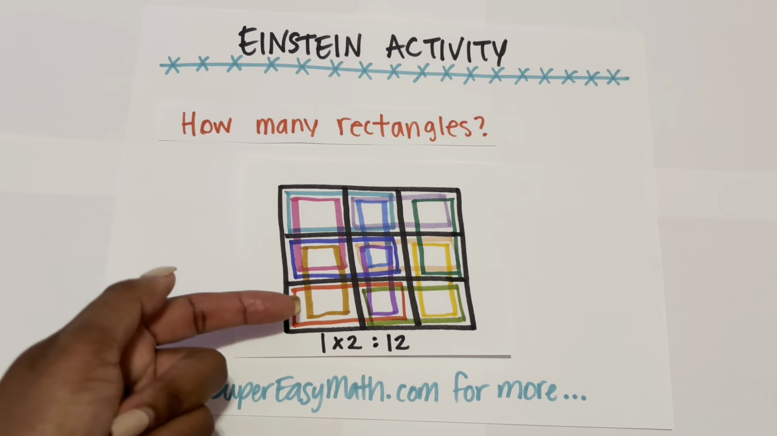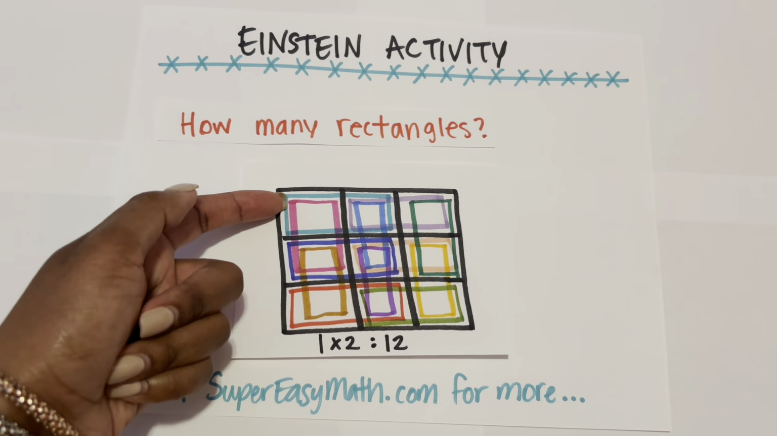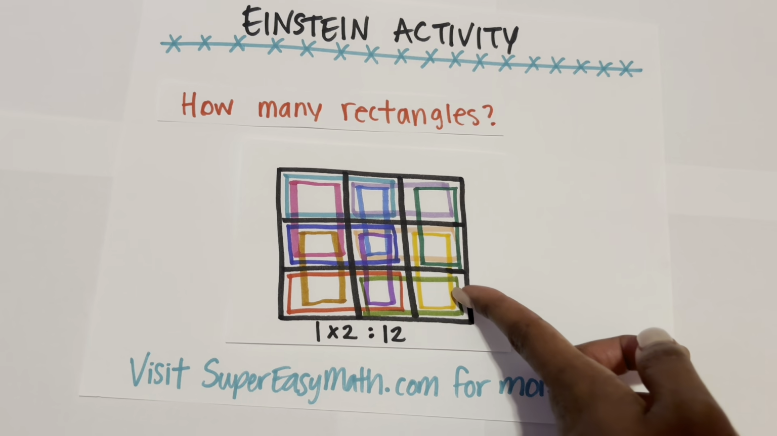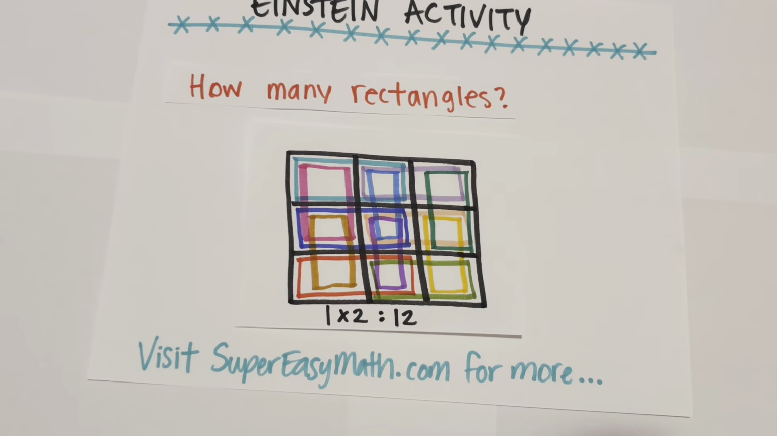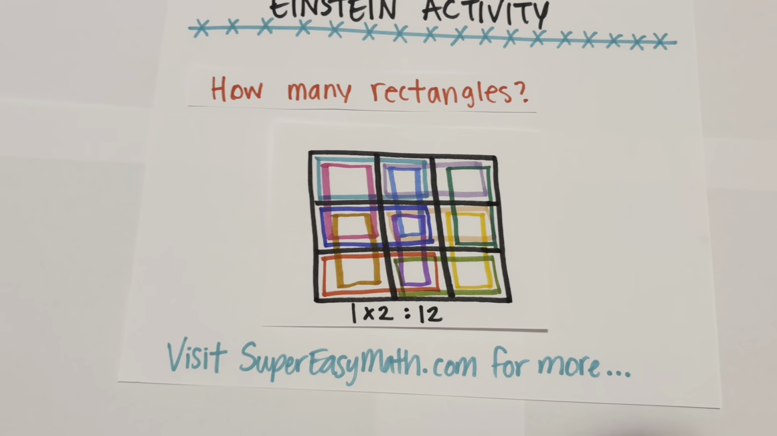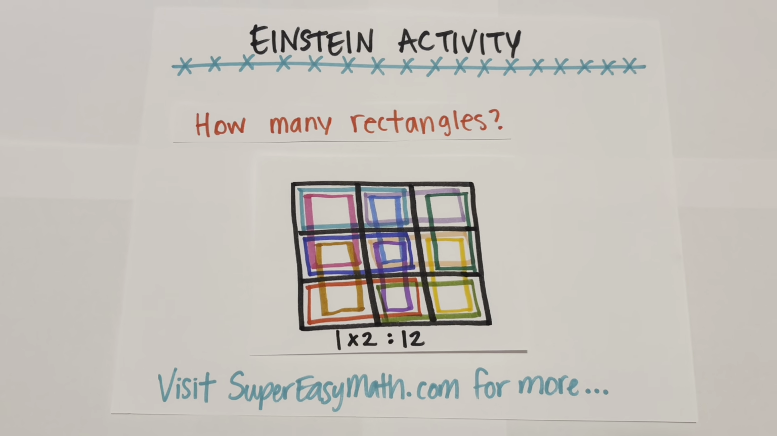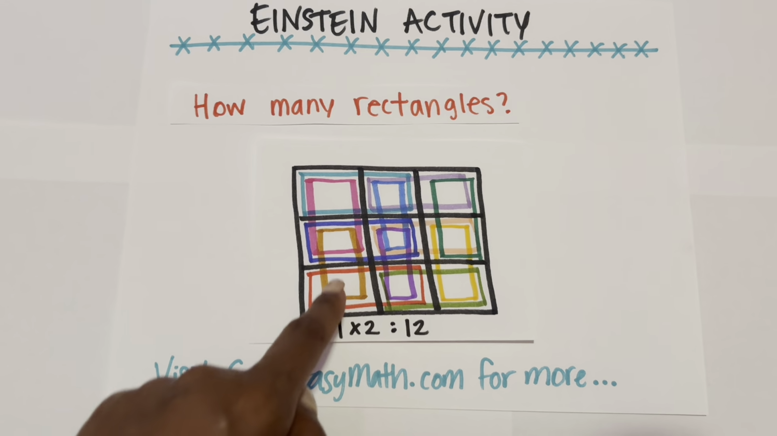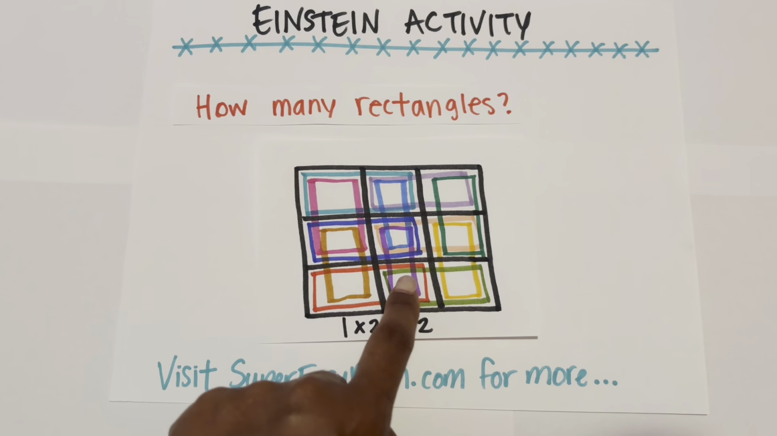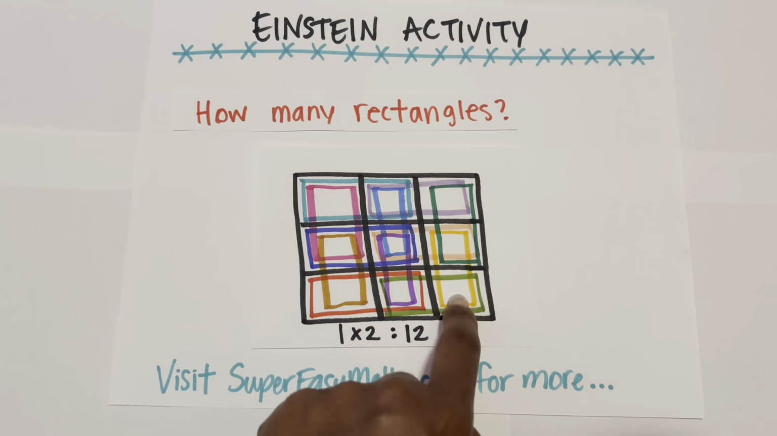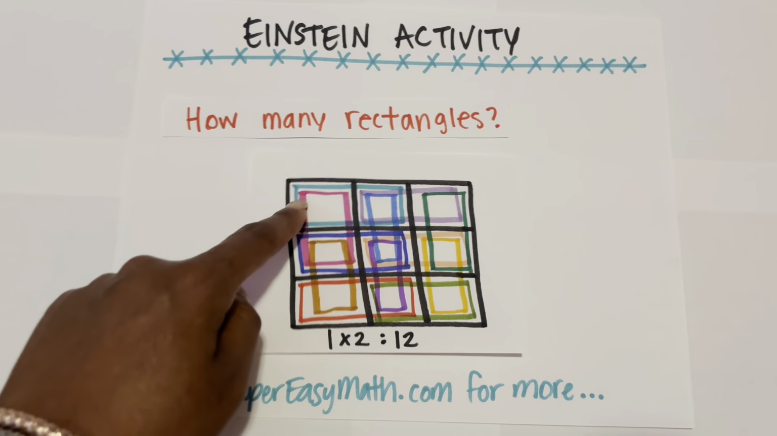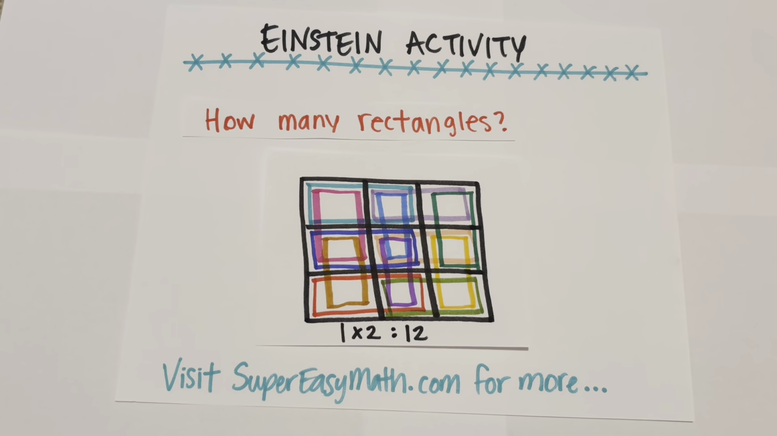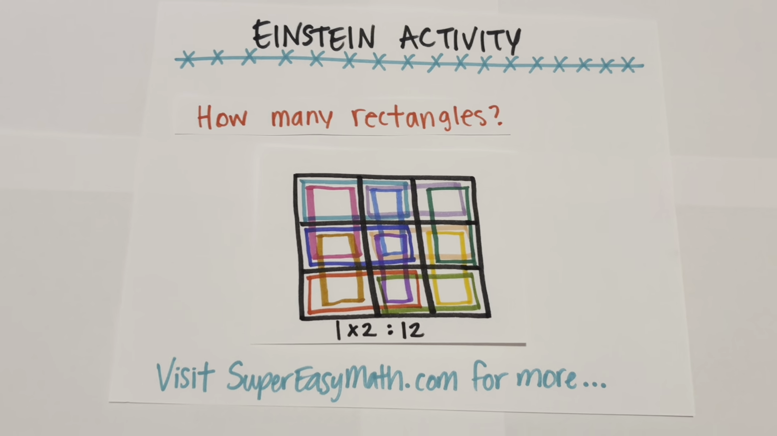So we have the first 2 here, the first 2 here, the first 2 here, and those make 3. Then we have these 2, and these 2, and those make 6. And then we have the same, but in the opposite direction, going vertically. So we have these 2 that create 1, these 2 that create 1, these 2 that create 1, these 2, and these 2, for a total of 12 1x2 rectangles.